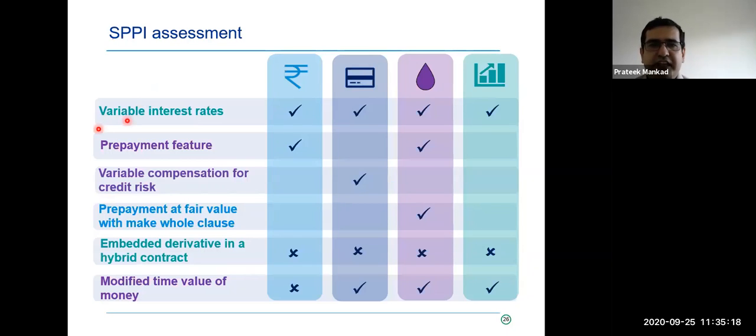Let's suppose today I have taken a loan which is at LIBOR plus 2%. Right? Now, do you think this would meet the liquidity risk, credit risk, time value of money and profit margin? Or because it's a variable rate of interest, SPPI is not met? So key question, would variable interest rate meet SPPI?